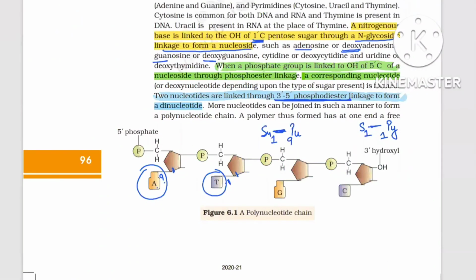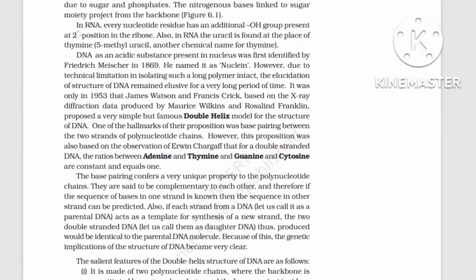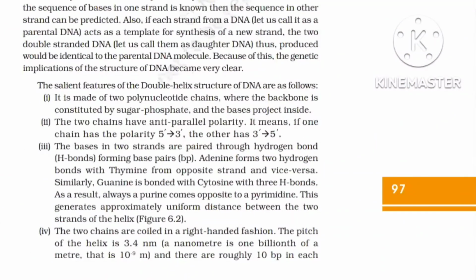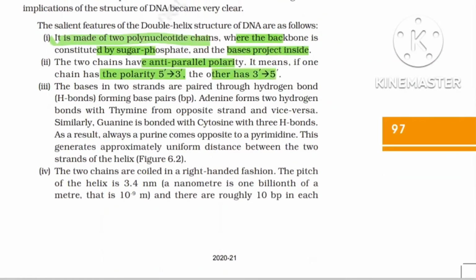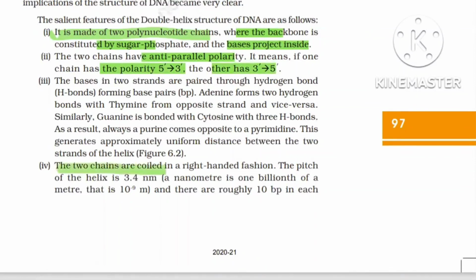Now see in the 12th class, the molecular basis of inheritance. We have already studied this thing. It is made up of 2 polynucleotide chains. The backbone is sugar-phosphate and the bases are projecting inside. They have anti-parallel polarity. One is running from 5' to 3', another from 3' to 5'. The 2 chains are in a right-handed fashion. Please focus, beta, because we studied protein also yesterday. Helix, double helix, that is also a right-handed helix. Pitch is 3.4 nanometer, which has roughly 10 base pairs. Roughly, it is not exactly. Here they can confuse you in a question. It is roughly, not exactly.